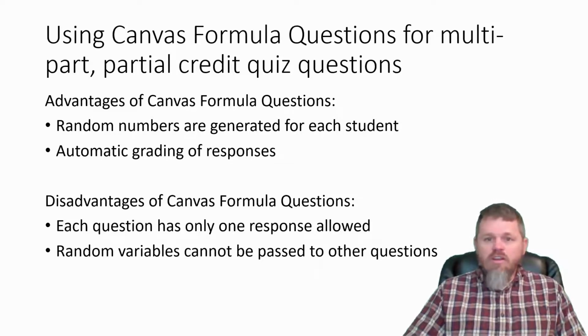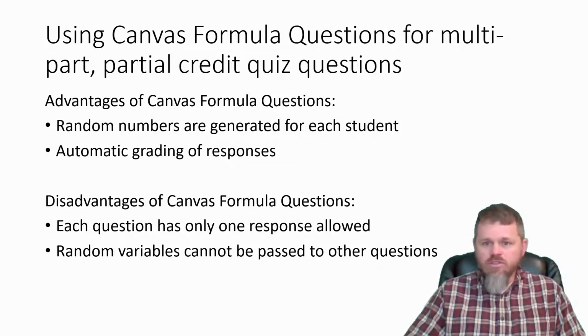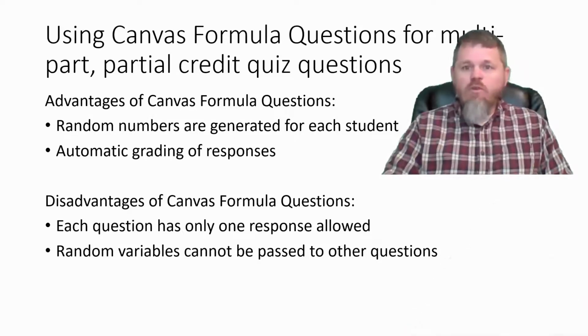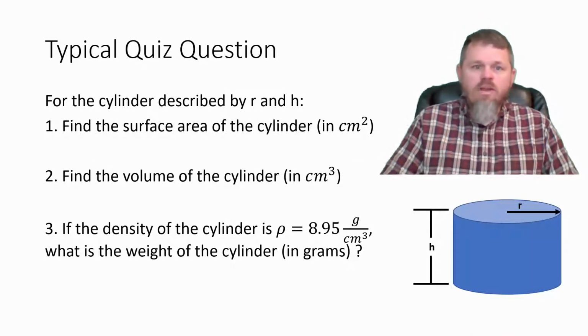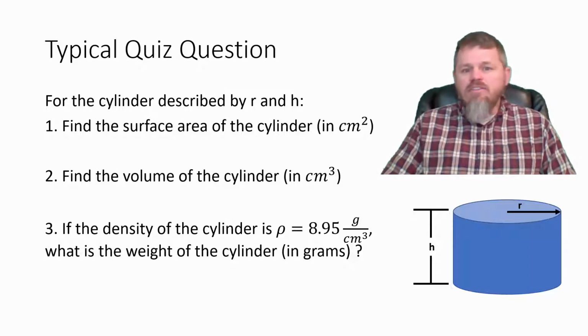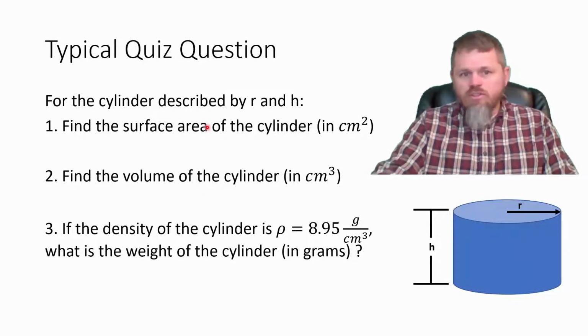That's caused a lot of consternation, and a lot of people have just decided not to use formula questions for their courses if their courses include multi-question or multi-part questions. So, for instance, here's a typical quiz that we would ask. Now, this is very simplistic just to kind of go over some general ideas, but let's say that we have this cylinder here in the bottom described by R and H, and what we're interested in doing is finding the surface area, the volume, and the weight. So 3 specific questions. The first 2 questions are entirely independent of each other, while the third question kind of depends on what they find for the volume.